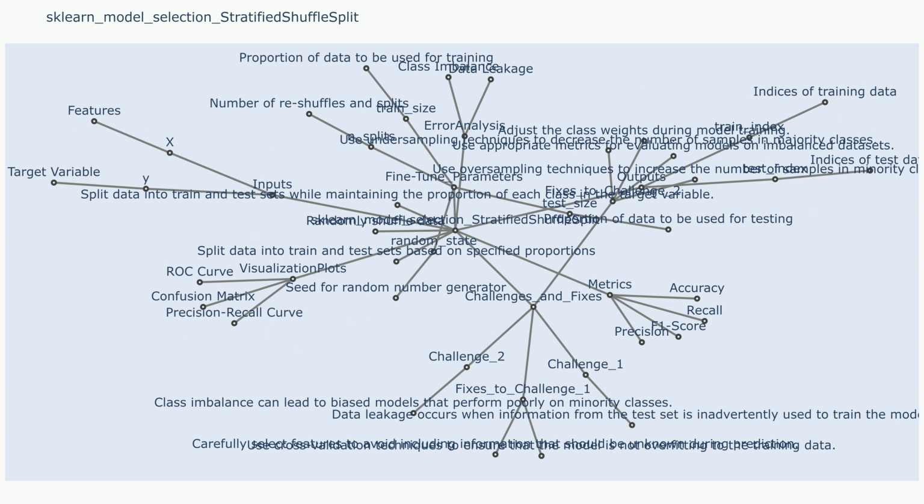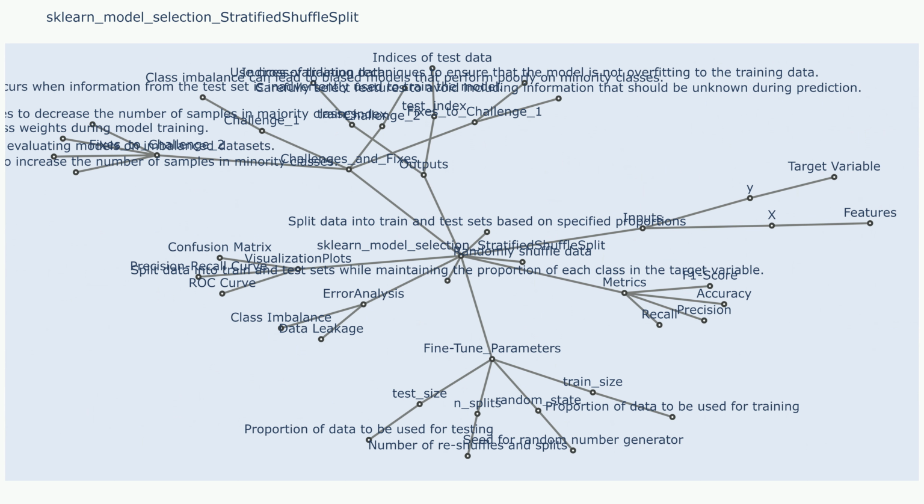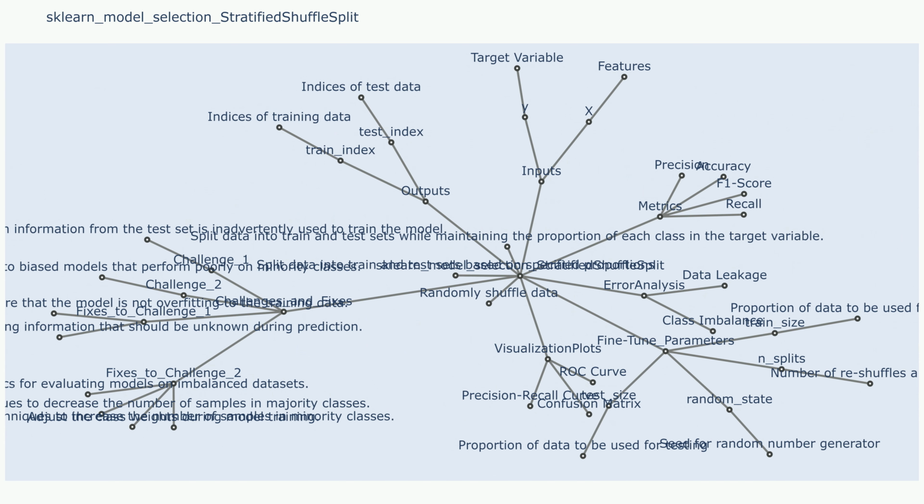Steps: the data is first shuffled to ensure that the split is random and unbiased. The shuffled data is then split into training and testing sets, while maintaining the proportion of each class in the original data. This ensures that the model is trained and tested on data that reflects the true distribution of classes in the dataset. Metrics: accuracy measures the proportion of correctly classified instances.